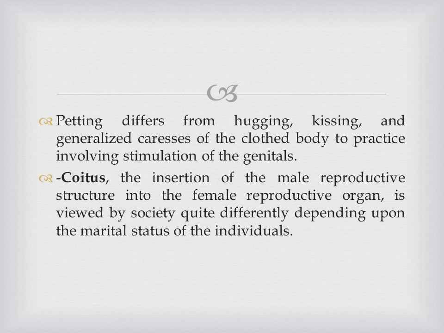Now let's define what coitus is. Coitus is the insertion of the male reproductive structure into the female reproductive organ. It is viewed by society quite differently depending upon the marital status of the individuals. So in simple terms, coitus is sex, all right? This depends on the society where the individual grew up and how it views coitus, so it depends on their beliefs, religion, and many more.